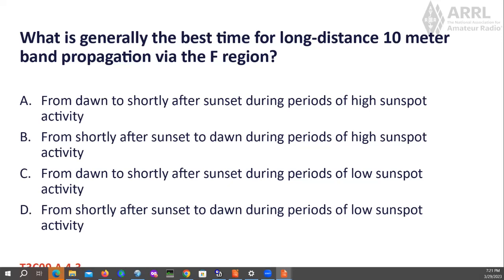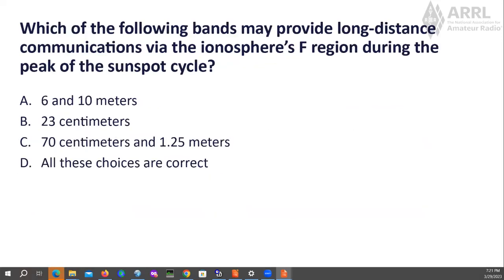Okay, we got that one. Let's go on. Which of the following bands may provide long distance communication by the ionospheric F region during the peak of the sunspot cycle? And that would be A, the 6 and 10 meter bands. Not to mention the 160 up to 10 meters. All of those are enhanced during that period of time. But the answer for our question here is the 6 and 10 meter bands.